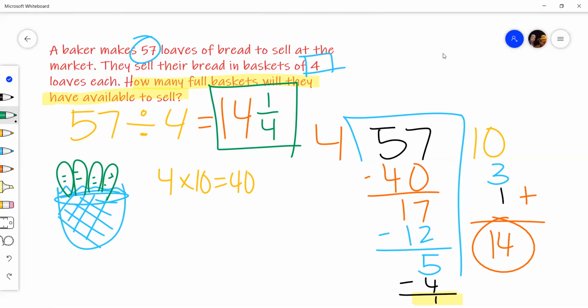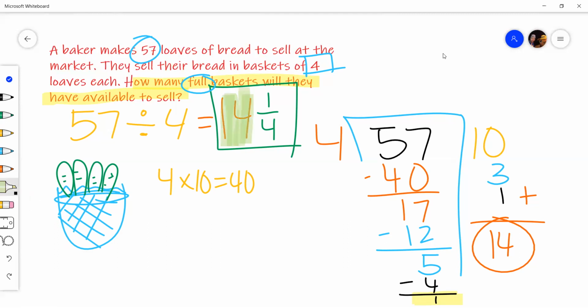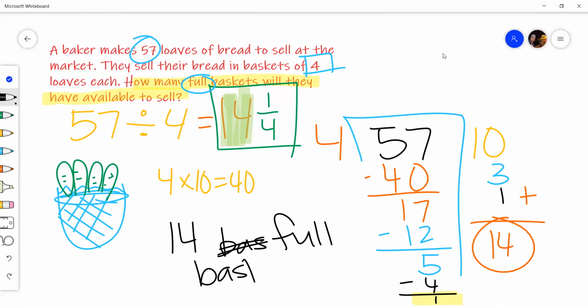So the question now, if we go into this to determine this remainder, the question is how many full baskets will they have available to sell? And if we look at our number here, plain and simple, it tells us we're going to end up with 14 full baskets, right? Yes, we have a remainder, but that 1 loaf is not going to be a full basket. It's going to be off on its own. So if we answer this question based on the remainder, he's going to have 14 full baskets.